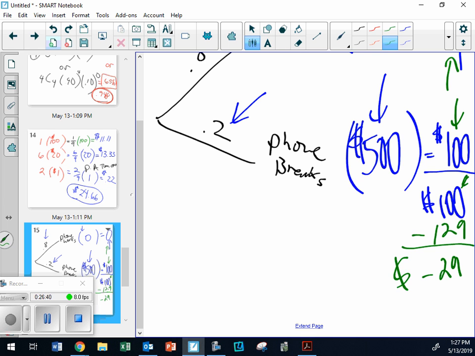That means your expected value of the warranty was negative. That means it wasn't very smart of you to buy it because you lost $29 and Apple made $29. Does that make sense to you?